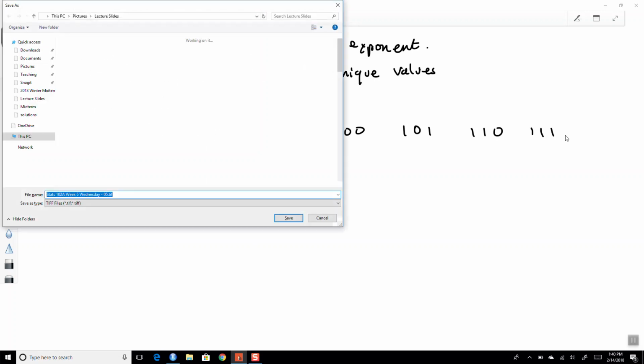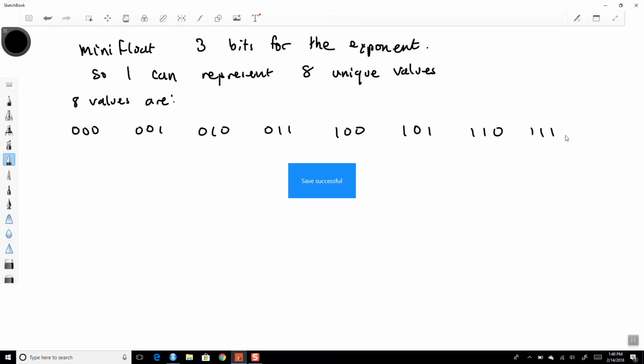With my exponent, I want to be able to represent both positive and negative numbers. Okay? So what should I do? Rather than saying this number, which traditionally we would say is 0, and this one is 7, if I said this is 0, 1, 2, 3, like we normally do for binary, then I can only represent positive numbers with my exponent, right?